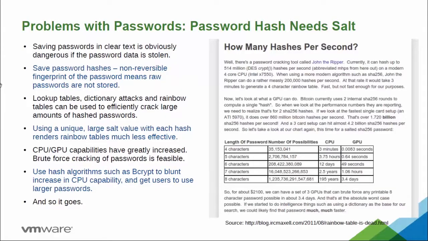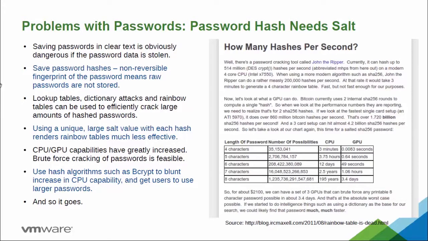People are trying to get to the password file, and this is the problem. The first thing was, if you just save the password file in clear text, then anybody that hacks into the system can get all those passwords and use them. So you don't do that. You save password hashes in non-reversible fingerprint, and so you don't store raw passwords in the database file.